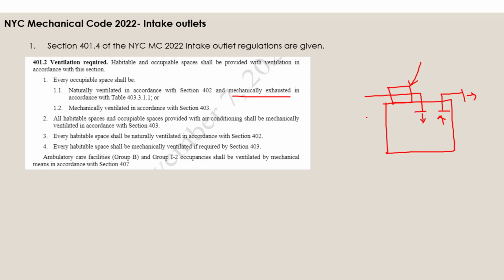If you're mechanically exhausting, it's very similar to mechanically supplying air, such as in this case, because in both cases you're introducing outside air into the space. But in one case you're forcing the air into the building, so the building is becoming positive pressure. And in the other case, whereas the exhaust system here, you're basically creating negative pressure. But in both cases, you're introducing outside air into the space.